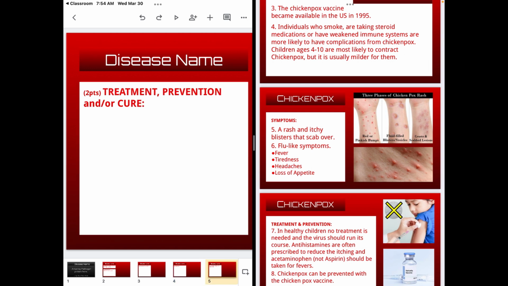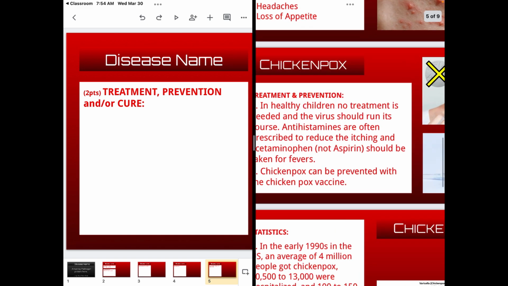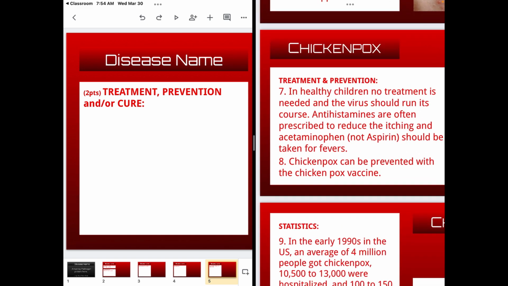Treatments, prevention, and cure. If you notice here, I didn't talk about cure. For viruses, there usually isn't a cure once you have them. You just have to fight them. There is prevention, which means how to avoid catching a disease, which could be a vaccine, or it could be wearing a mask when a disease is very prevalent, or in the case of malaria, sleeping with mosquito netting. That's prevention, how to not get it in the first place. And then treatment is what we do for the symptoms.